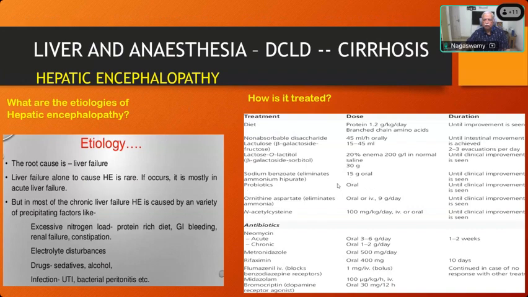And probiotics oral, ornithine aspartate to remove the ammonia again. N-acetylcysteine 100 milligram per kg IV or oral. So these are all the drug treatment. Then you have to give antibiotics, neomycin and metronidazole, rifampicin. If there is an altered sensorium, you can use flumazenil and bromocriptine, a dopamine receptor agonist. So these are all the treatments that we have to know to treat hepatic encephalopathy.